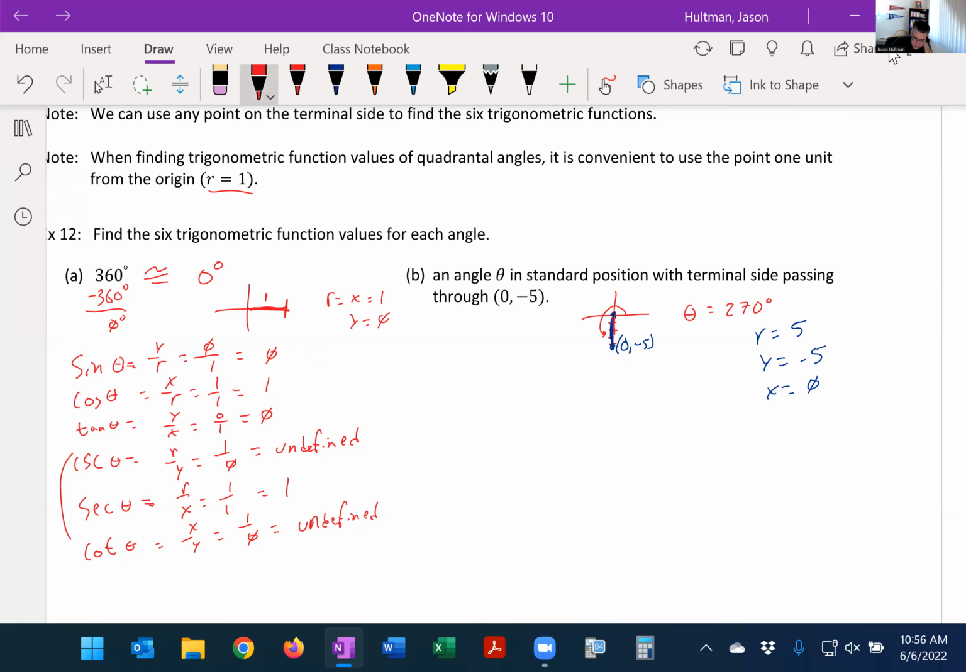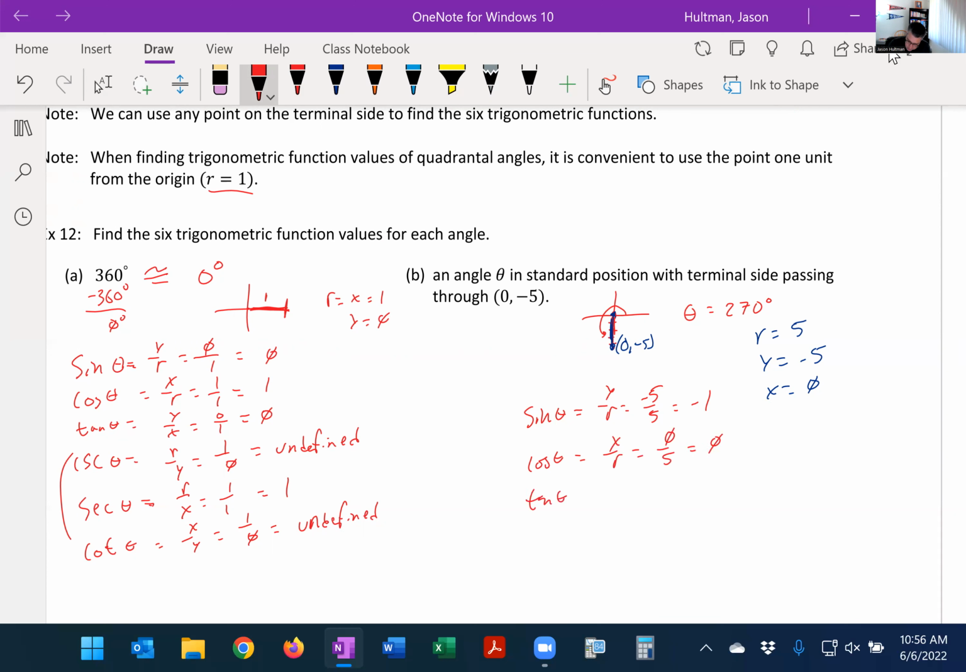So let's find the 6 trigonometric functions here. So the sine of theta is equal to y over r, which is -5 over 5, which is -1. Okay, so that's the sine. The cosine of theta is going to be equal to x over r, which is 0 over 5, which is 0.